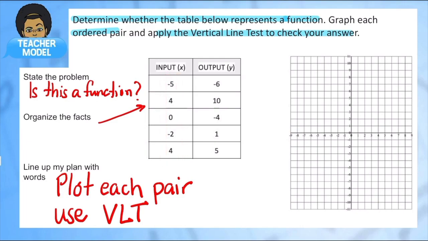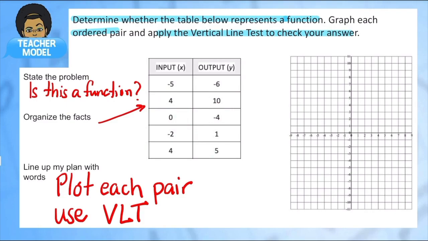Like if this was a regular input-output table, do I have, well, I have all these here, but do you see anything or notice anything about your inputs? Do they all have exactly 1 output? Well, I'm looking right here, and I see 4 can have an output of 10 and 4 has an output of 5. So I have 2 outputs here. That is a problem. That would be like my 4 doing this. So let's look at what that looks like and why it would fail the vertical line test.